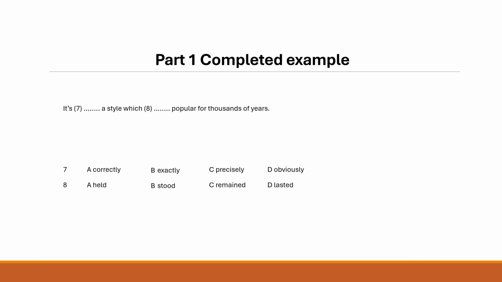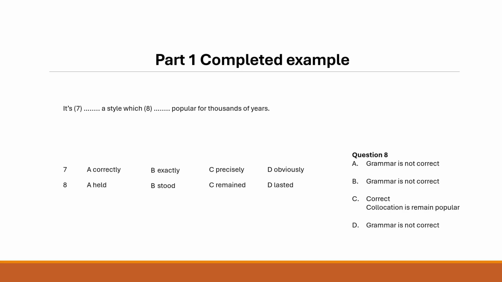And our last question here, number 8. And our first example, held, is not correct. We don't say held popular. The grammar is also not correct for stood. And C is the correct answer because the collocation is remain popular. And for our last option here, we can't use lasted.